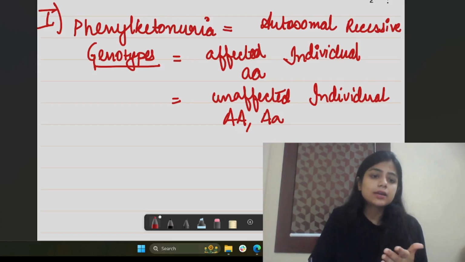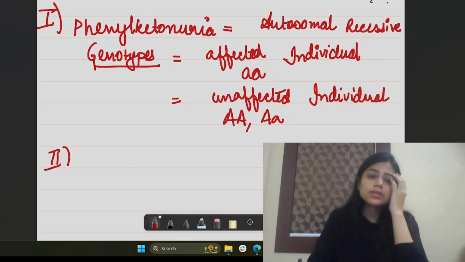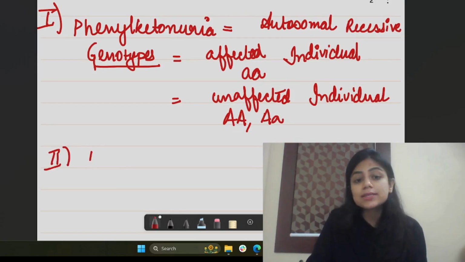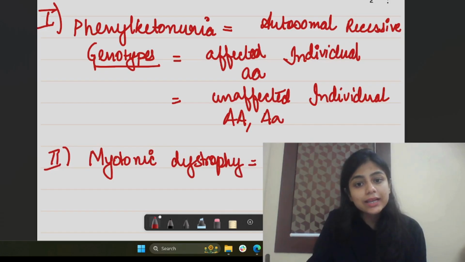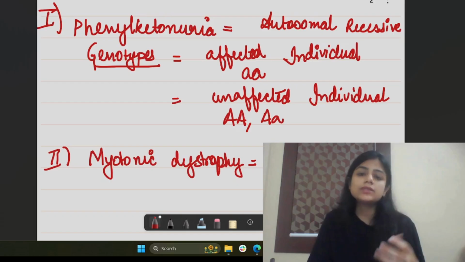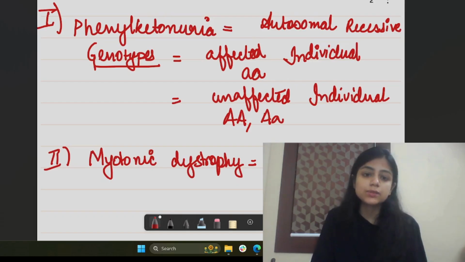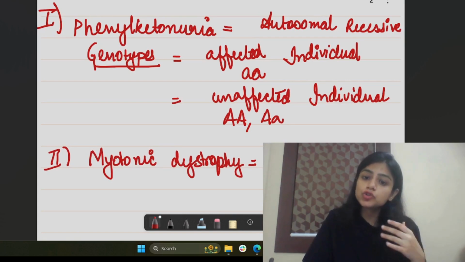Now let's take the other example. Suppose I'm taking the example of myotonic dystrophy. It is a skeletal disorder that is responsible for weakening of our skeletal muscles. Weakness will happen in our skeletal muscles. So this myotonic dystrophy is autosomal dominant, right?